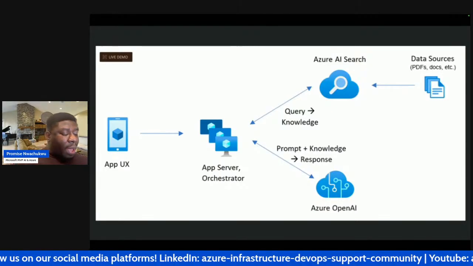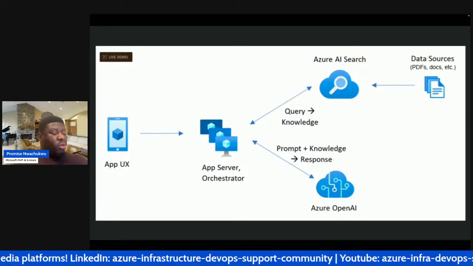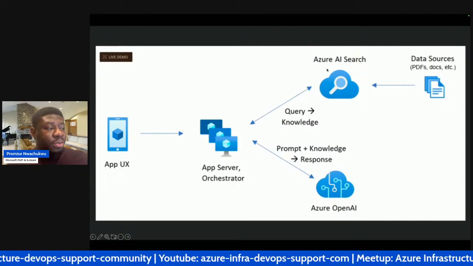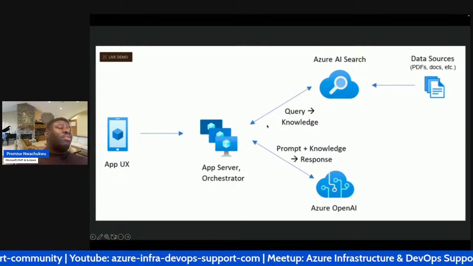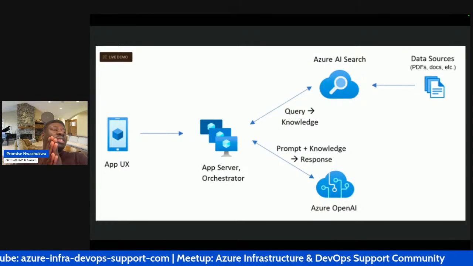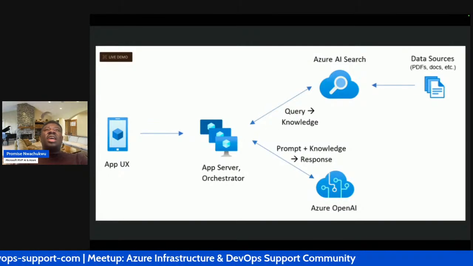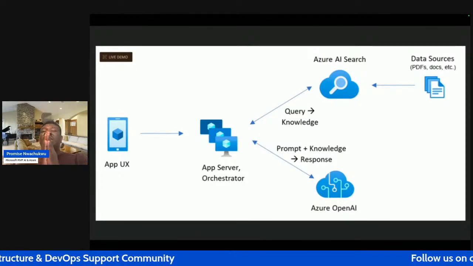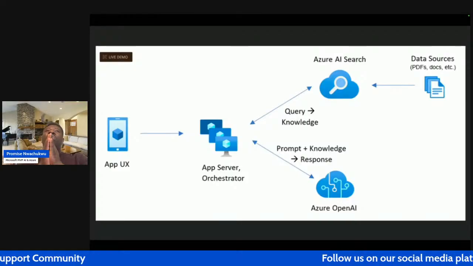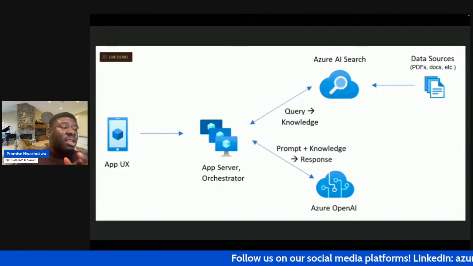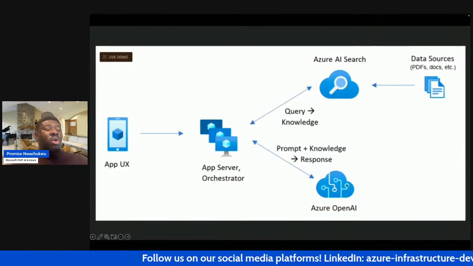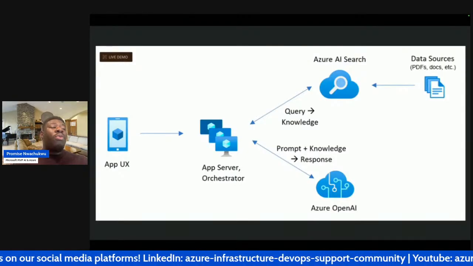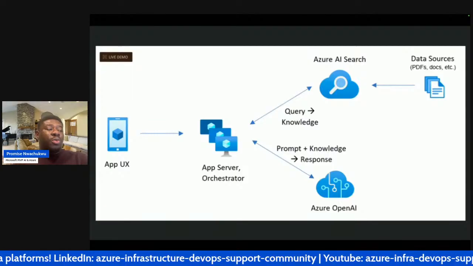But the web app itself, for it to be able to function, is connected to an Azure AI Search. And because it needs an agentic element which would help it reason and synthesize its answers, we brought in the Azure OpenAI component. This helps with the prompt plus knowledge response.